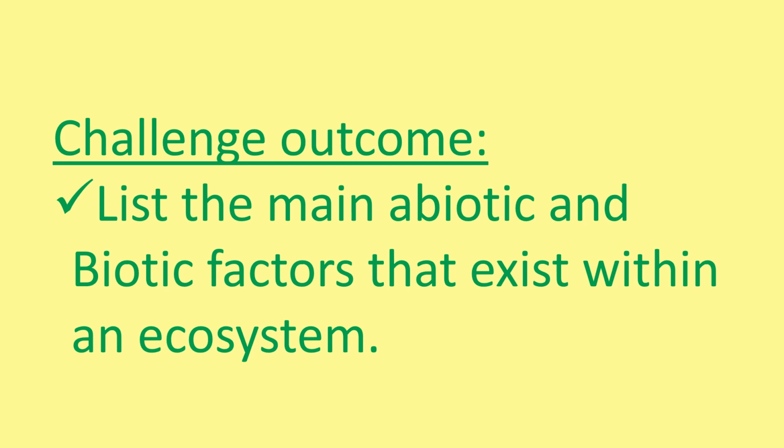So we had new pathogens which can cause new diseases, new predators which can prey on individuals and alter the balance of the food chains. We had the availability of food, and we had species out competing each other. If you got these, we've now met the challenge outcome for the lesson, which was to list the main abiotic and biotic factors that exist within the ecosystem. Well done.